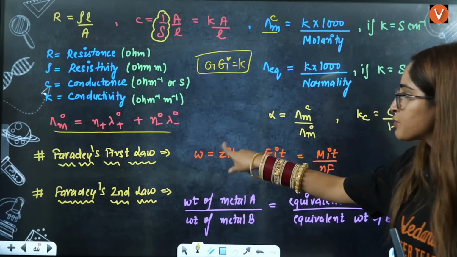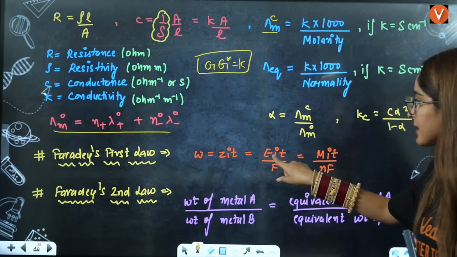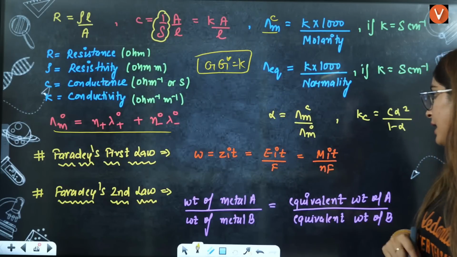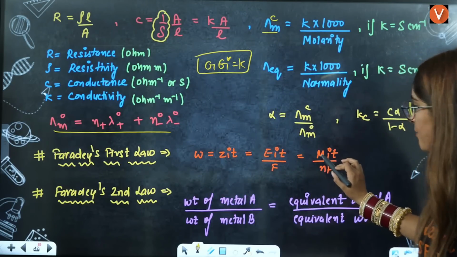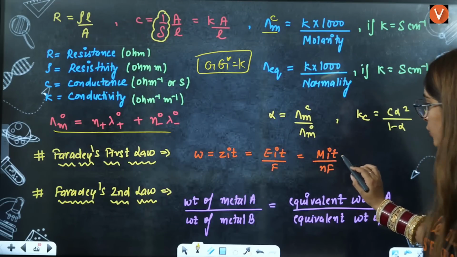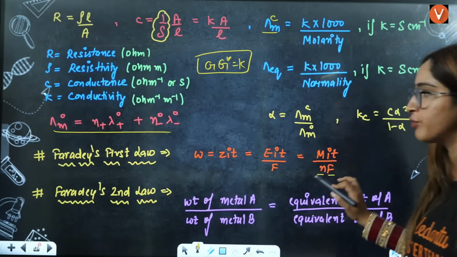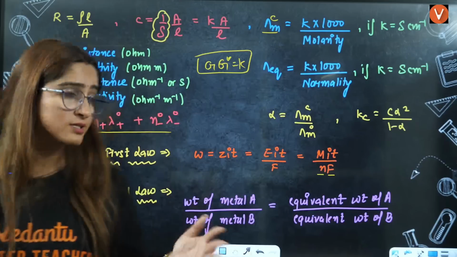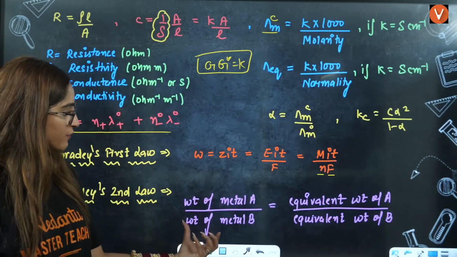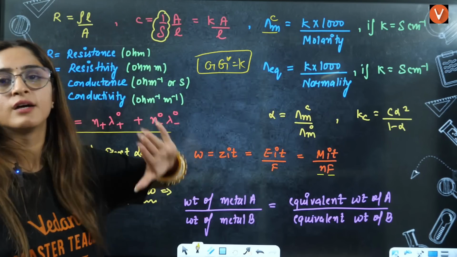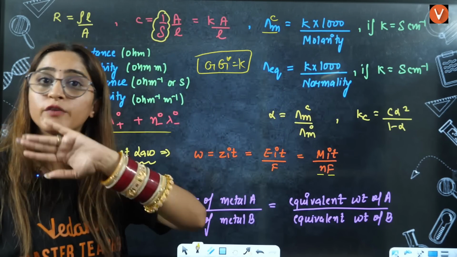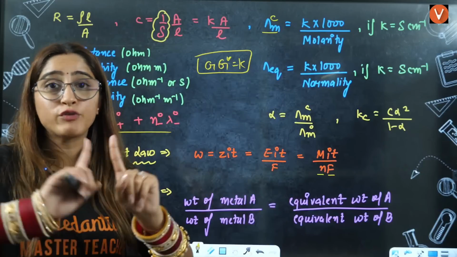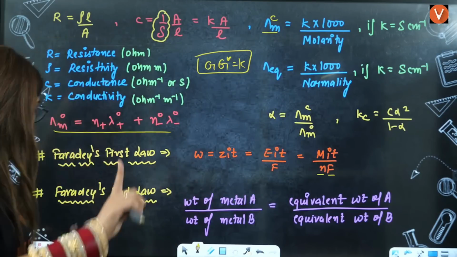Faraday's first law, W is equal to ZIT. Z is nothing but E by F. E is what you can directly remember. W is equal to molar mass into current into time divided by n factor into Faraday's constant, right? The second law is that you have weight of metal A divided by weight of metal B. That means the weight of one thing divided by its equivalent weight will be equal to that of the other, if you have two things in parallel, in series.